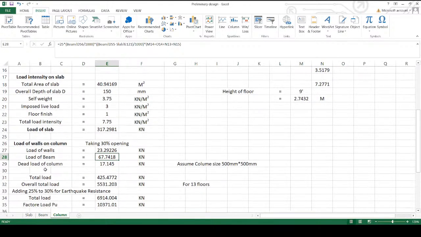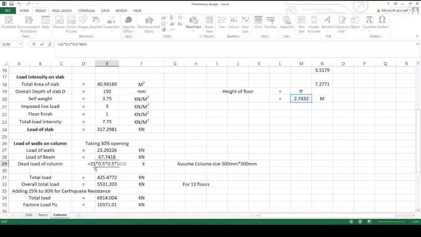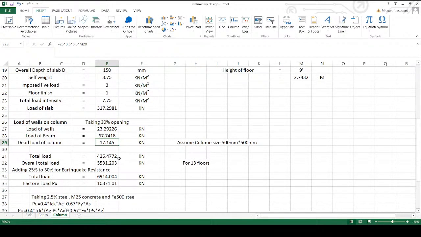Then you have the load of the beam, and again the dead load of the column. The dead load of the column: the column is made up of concrete, so 25 into, I'm assuming the size of the column is 500 by 500, so 25 into 500 into 500 into the height of the column, that is the height of the floor. That is where you get the dead load of the column. And the total load of the column is equal to slab, wall, beam and column.